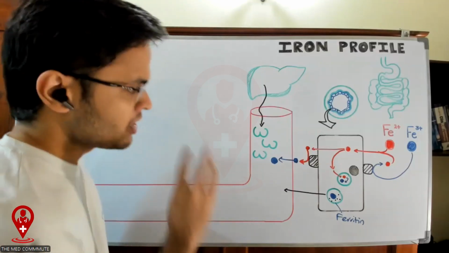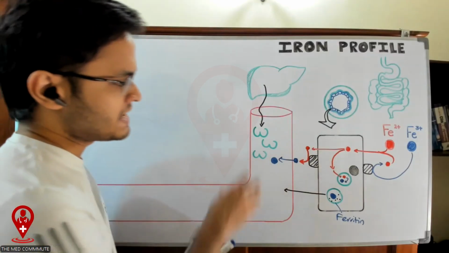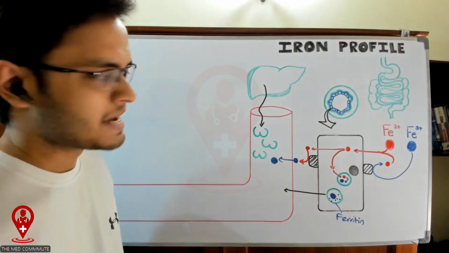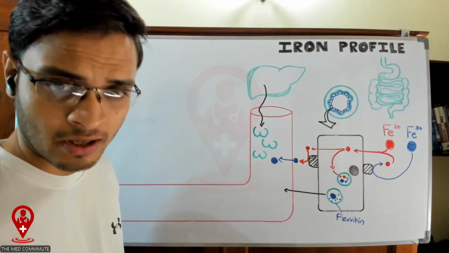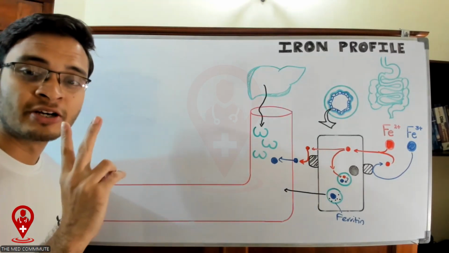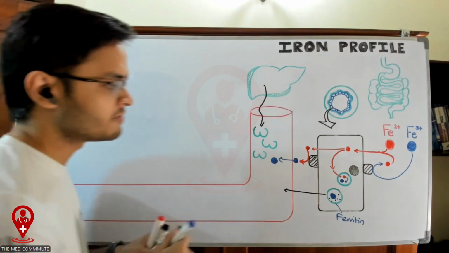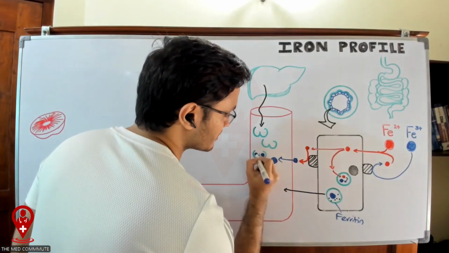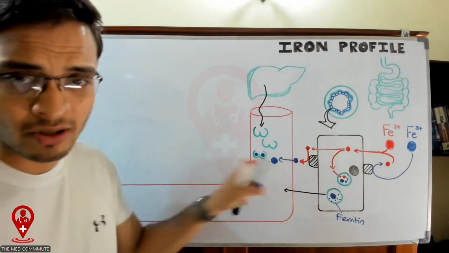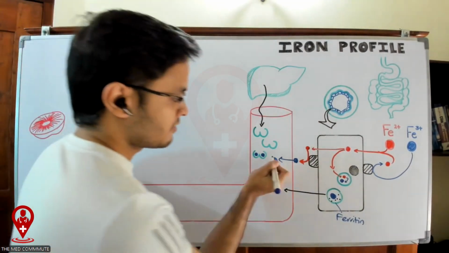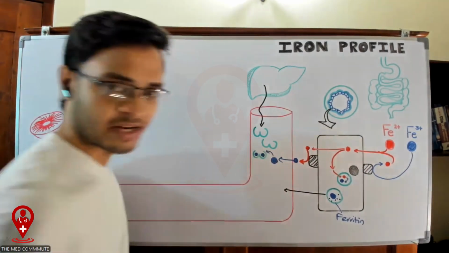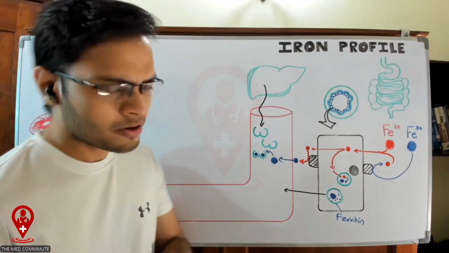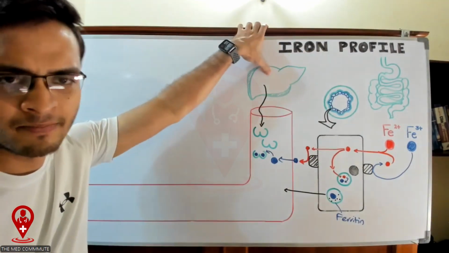It has two seats. What is going to happen? Each transferrin molecule, these are called transferrins, can be loaded with two ferric ions. That means it will look something like this, right? Each transferrin molecule can be loaded with two ferric ions.